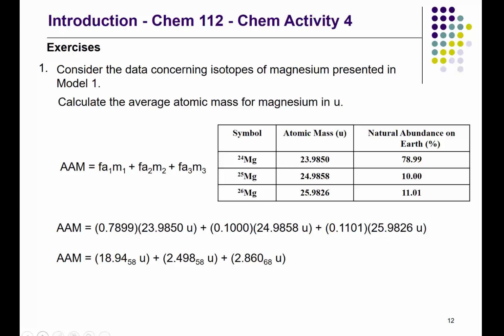Significant figure rules tell me that I'm allowed 2 digits past the decimal place in adding these numbers. The final answer is 24.3 atomic mass units, which is in good agreement with the value on the periodic table.